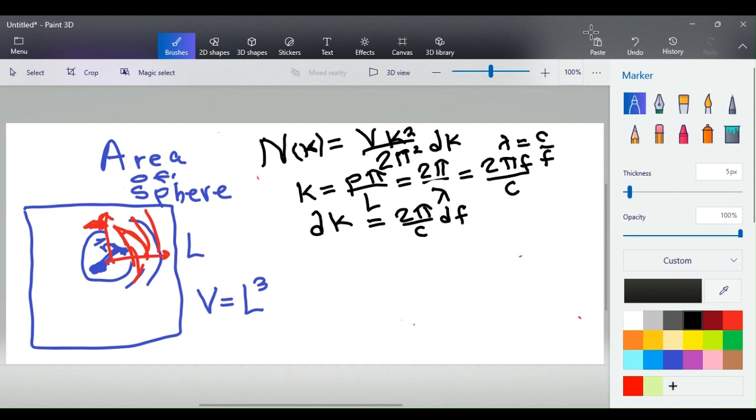Now, this seems great to me. I don't know if it feels great to you, but with this F, now we've got something in terms of frequency. If we can plug all this stuff into this V k squared over 2 pi squared dk, we're almost there. We're almost there. Let's try this. Now, what I'm going to do is the number of modes.